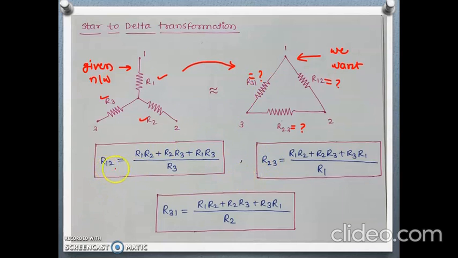Here R12 is calculated with the help of this expression: R1 into R2 plus R2 into R3 plus R1 into R3, divided by R3. Similarly R23 and R31 also can be calculated. Observe that the numerator for all the resistances connected in delta is the same, and let it be delta R. This is delta R, and this is also delta R. And what is this delta R?